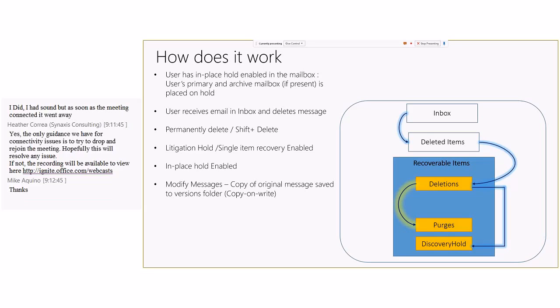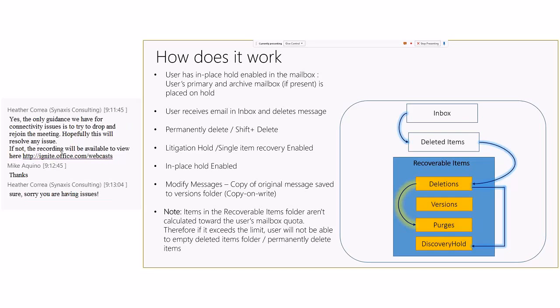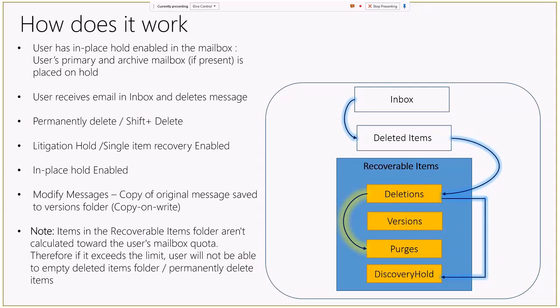Okay. Part of the new offering in Exchange 2013, we wanted to make sure there is immutability to these emails that are placed on in-place hold. Suppose somebody tries to modify the message before deleting it or before doing something. The copy of the original message is saved to another folder within the recoverable items. It's called the versions folder. We do an operation called copy on write. So the original message is saved to the versions folder before somebody even tries to modify anything in that message.